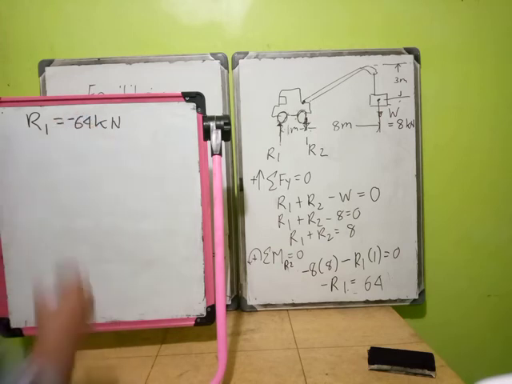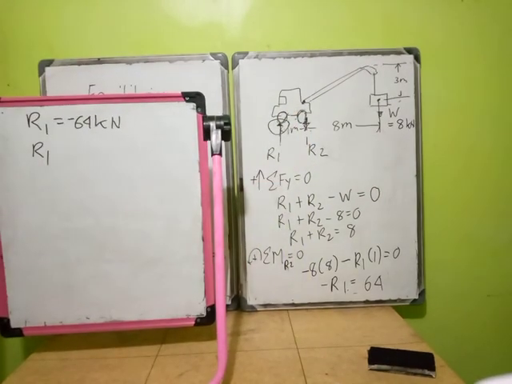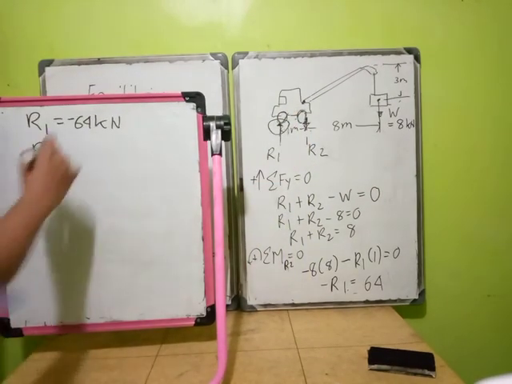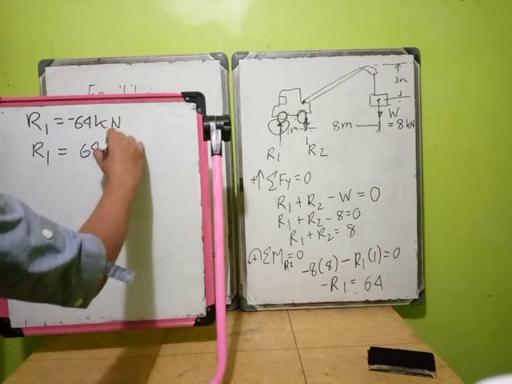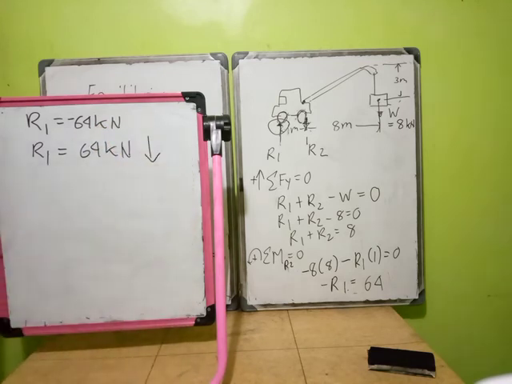Negative. So, ibig sabihin yung R1 natin, instead na pataas, pababa pala siya. So, 64 kilonewton downward. So, ibig sabihin, yung first assumption natin na positive siya is not correct. Okay? So, yan, mat-check natin kung pataas ba o pababa. So, there's no problem actually.